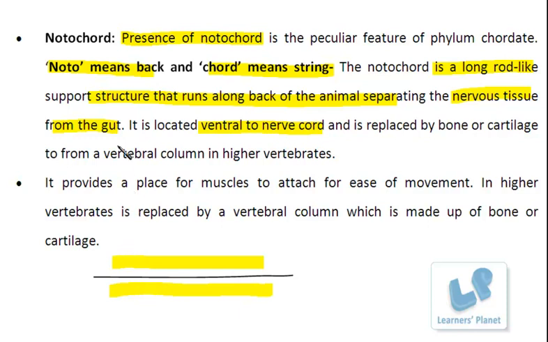And in higher organisms, this notochord is actually replaced by a bony or cartilaginous structure, which is known as the vertebral column. So this vertebral column is a peculiar feature of the higher animals or the higher chordates, which are known as the vertebrates. The vertebral column is made up of bony structures, and they are arranged in a segmented form at the backside.